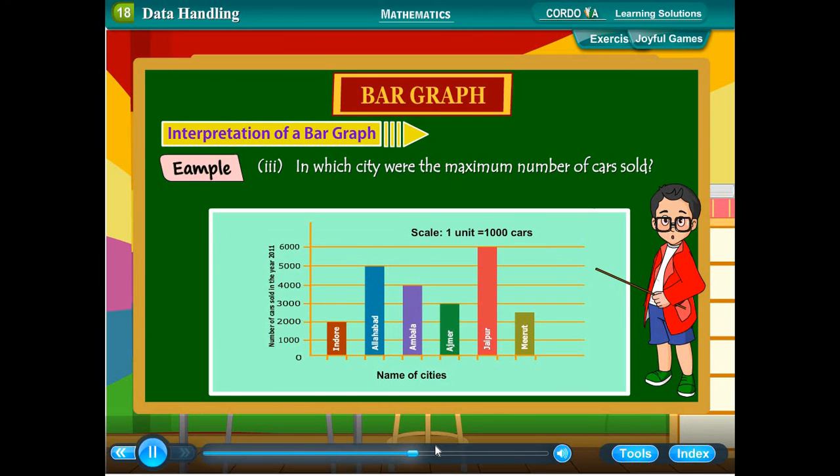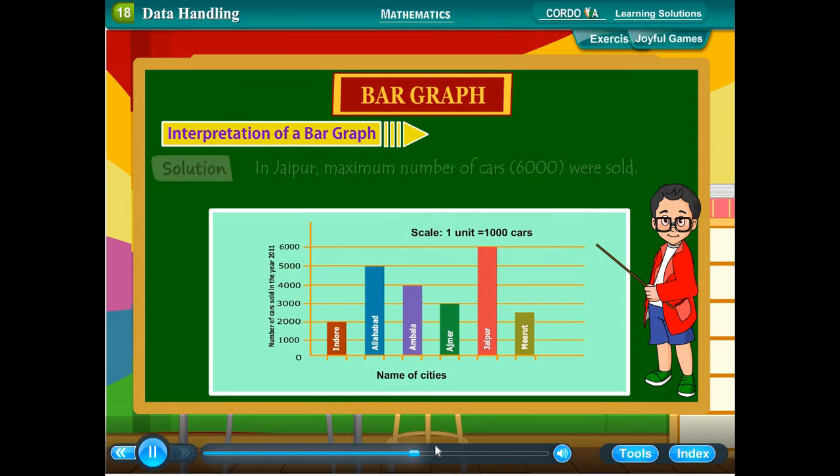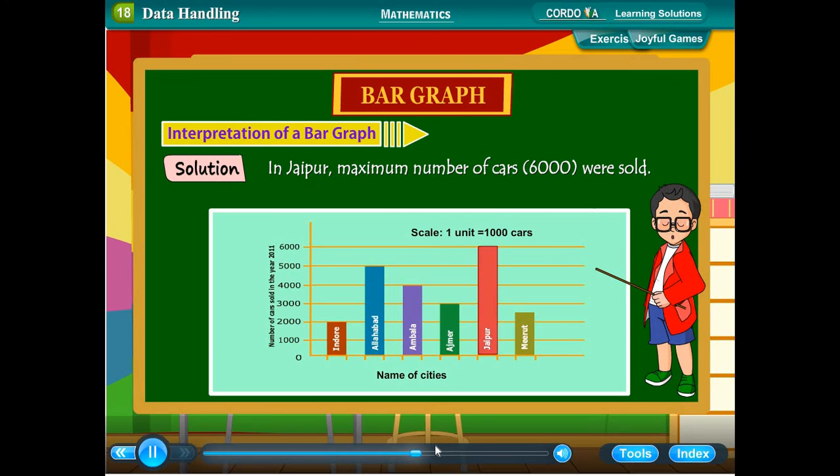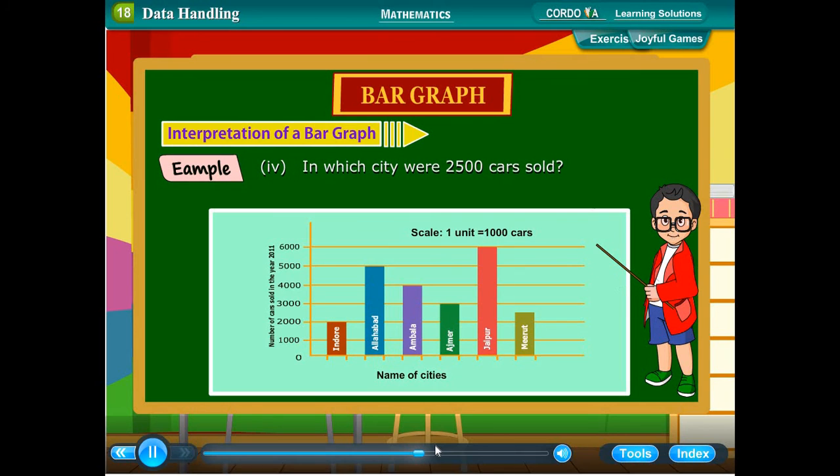In which city was the maximum number of cars sold? In Jaipur, the maximum number of cars, 6,000, were sold. In which city were 2,500 cars sold? In Meerut city, 2,500 cars were sold.